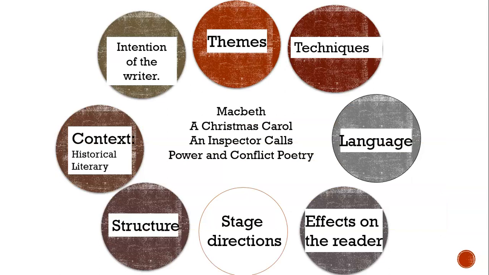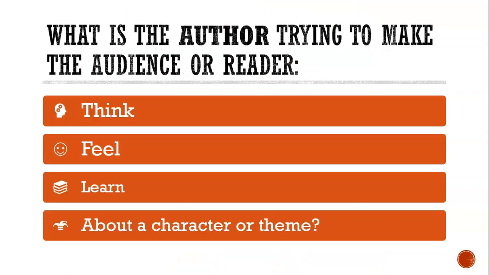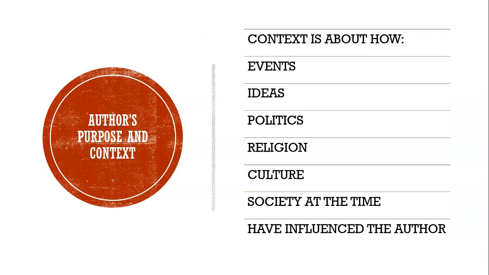If it's Literature Paper 1 or Literature Paper 2, these are the kind of things you need to be talking about. I've already done a video on Literature Paper 1, which I'll link to above. Essentially, what is the author trying to make the audience or reader think, feel, or learn about a character or theme? And remember, context is about how ideas, events, politics, religion, culture, society have influenced the author. What is swimming around in the author's brain when they were writing the text?